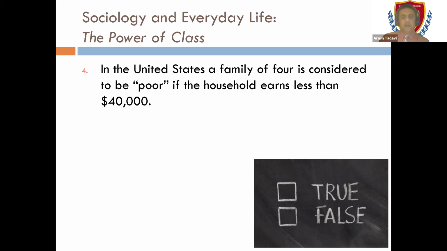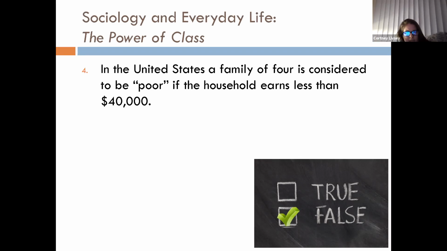In the United States, a family of four is considered to be poor if the household earns less than $40,000 per year. Is it poor or not? It's false. How much do you think we can consider a family of four persons as a poor family? You would be a businesswoman after these years. How do you think? Under 20, I think it is.